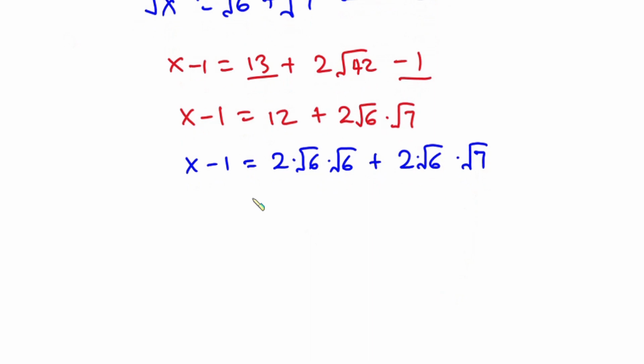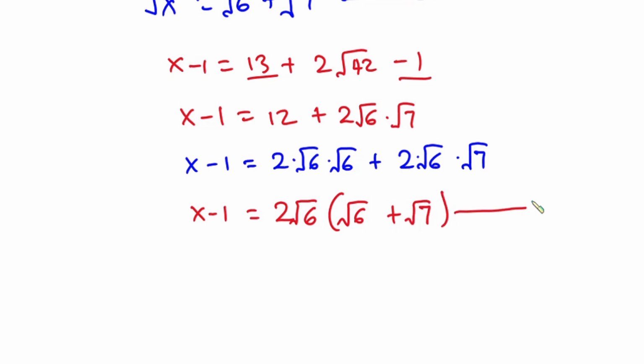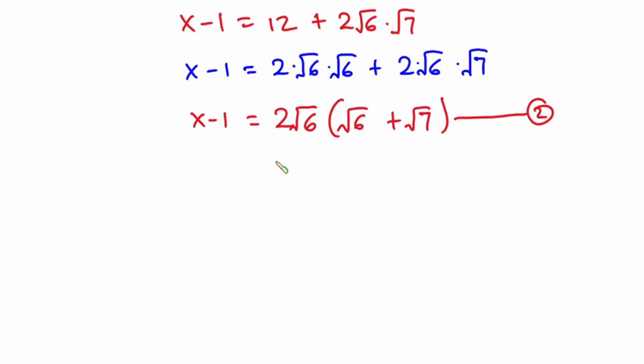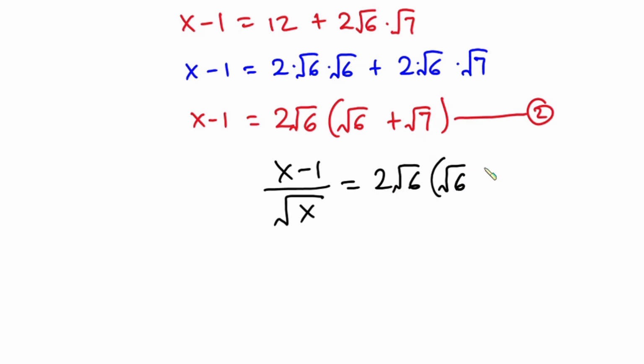Okay, now you can see we have 2 square root of 6 here, then we also have it here. Okay, so let's take it out. We have x minus 1 is equal to 2 times square root of 6 into square root of 6 plus square root of 7. And I'll call this equation 2. And from the problem, we have to find x minus 1 over square root of x. And from equation 2, we know x minus 1 to be 2 square root of 6 into square root of 6 plus square root of 7, okay?